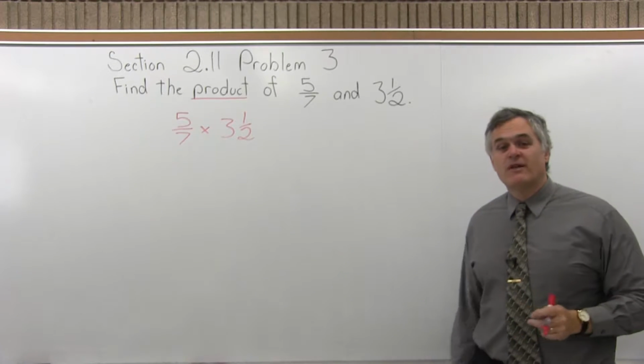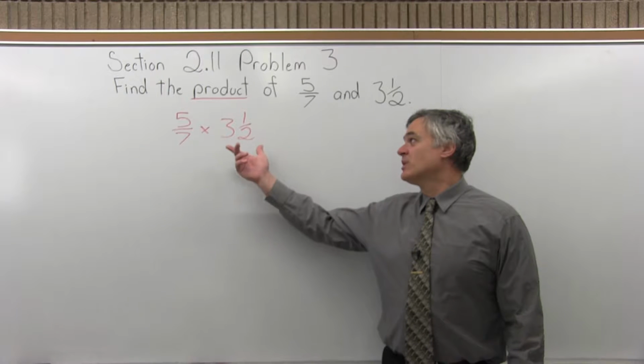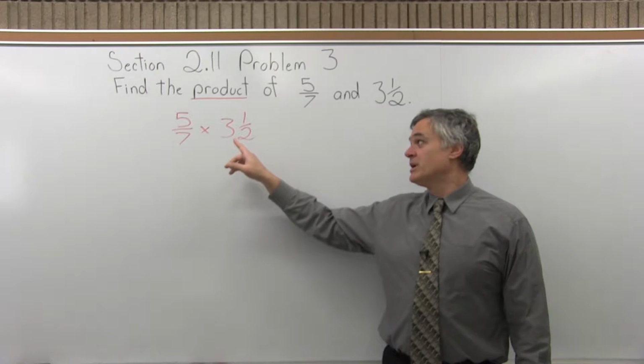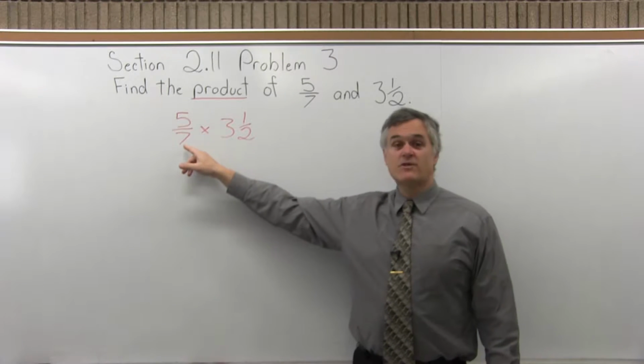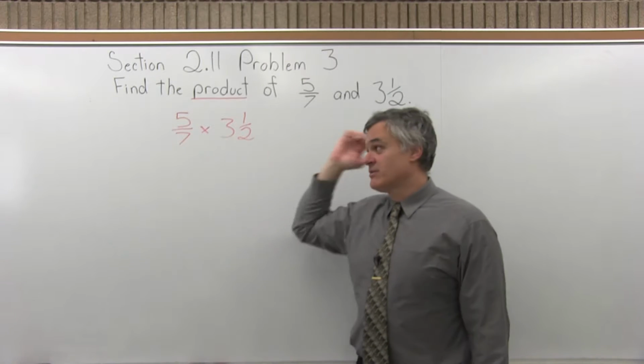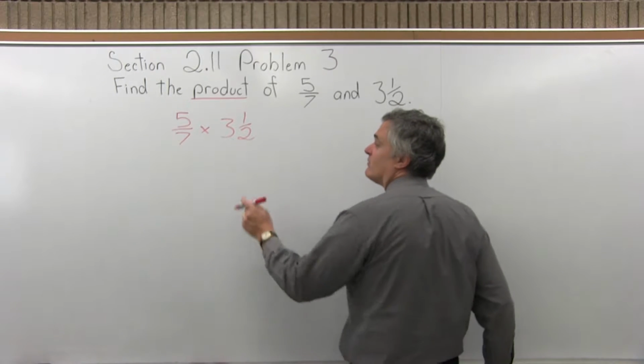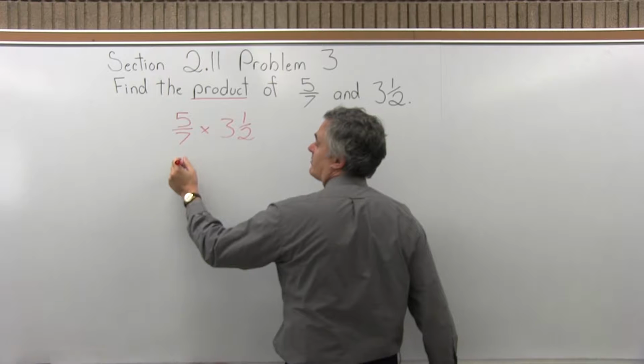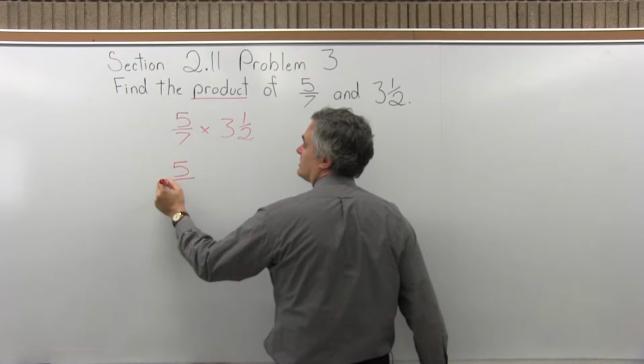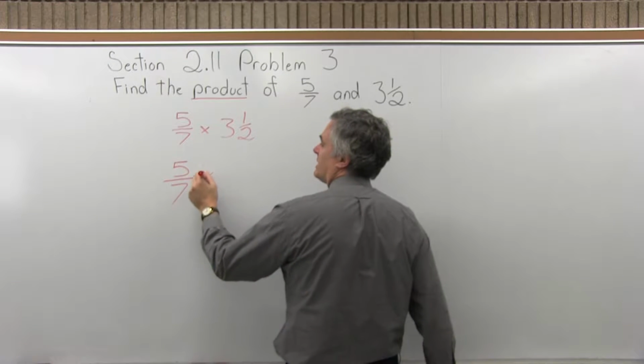Now, in order to multiply fractions, both fractions have to be written with only a numerator and a denominator, no whole number. So for the first fraction, that's all set. We don't have to do anything. But the 3 1/2 has to be converted to what we call an improper fraction. Improper fraction means the numerator is larger than the denominator.